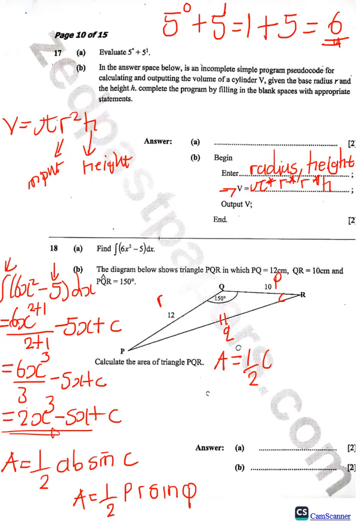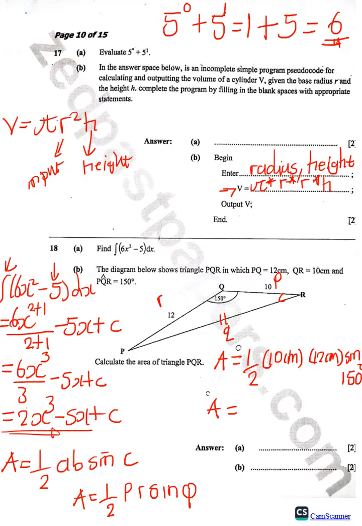So distance P is 10 centimeters, then distance R is 12 centimeters, times sine 150. Now you can see that we do not have the calculator under paper 1, so we need to use the principles under special angles.